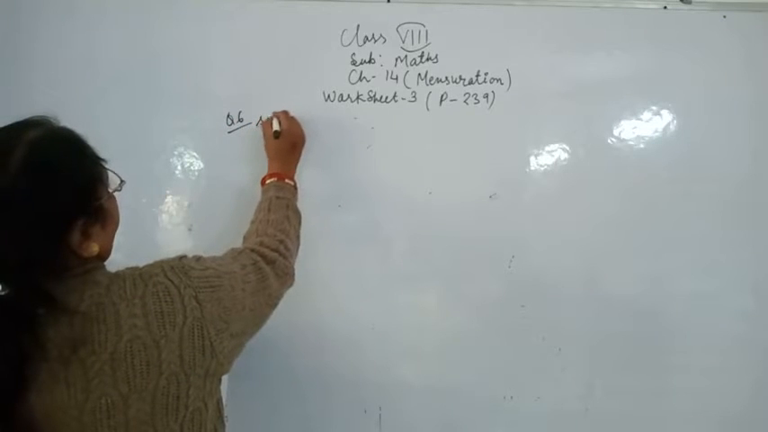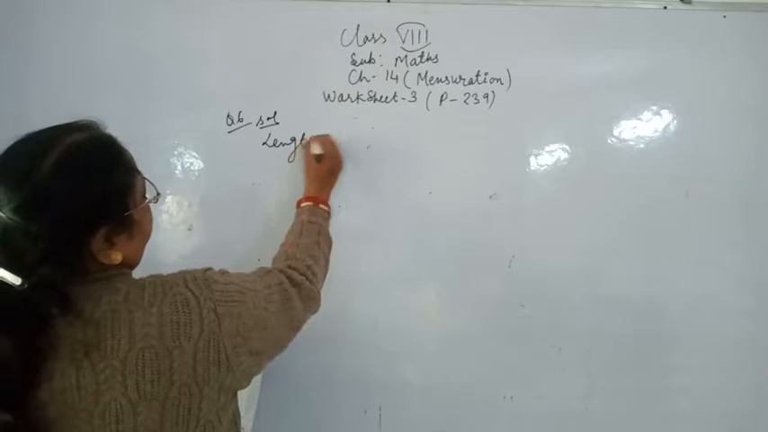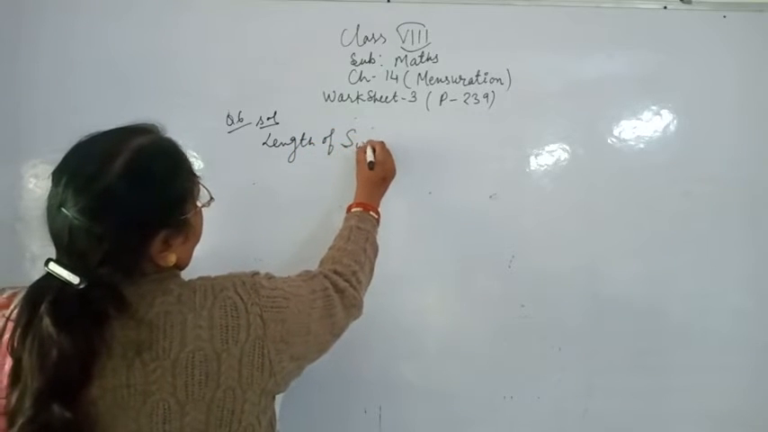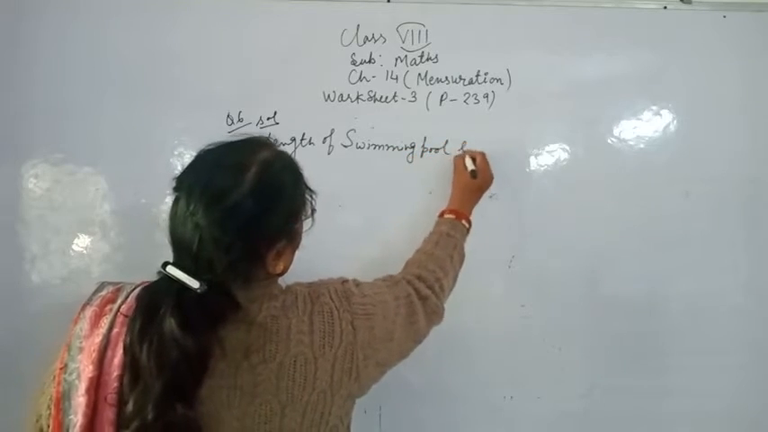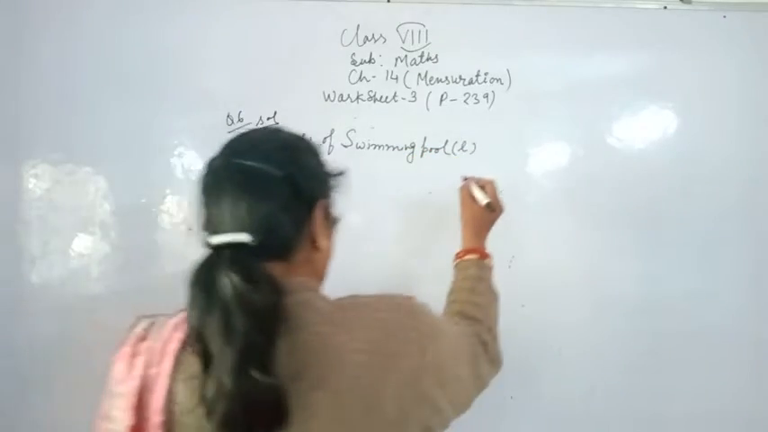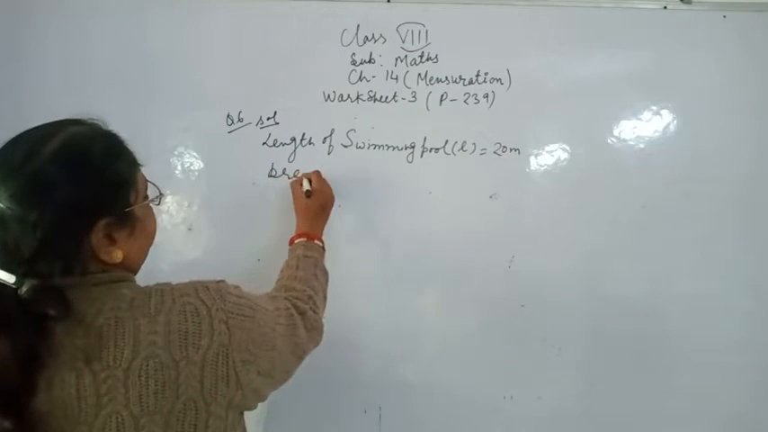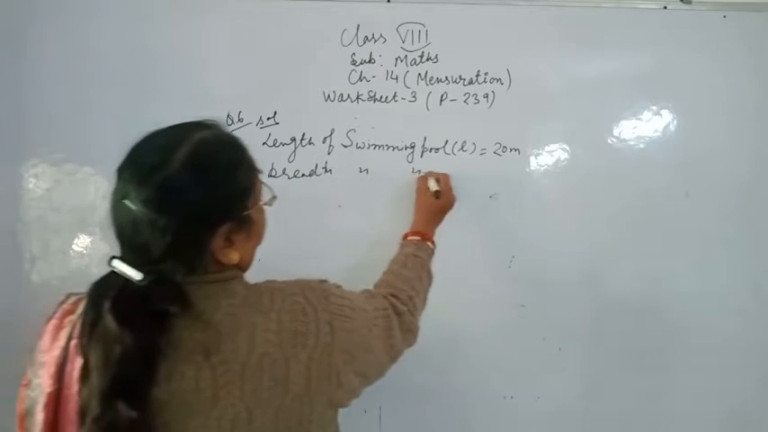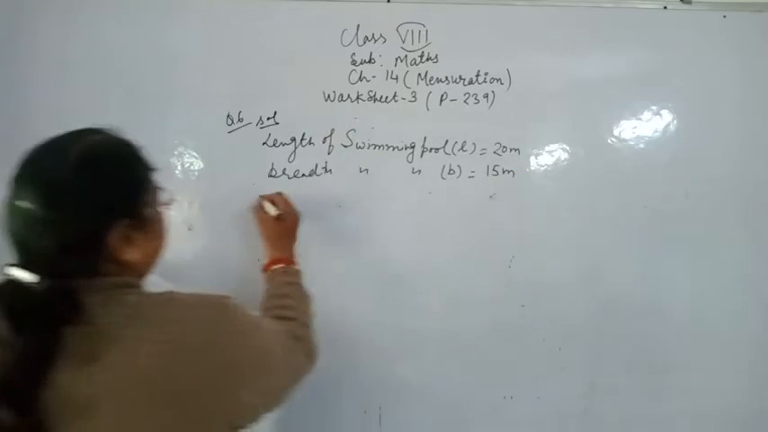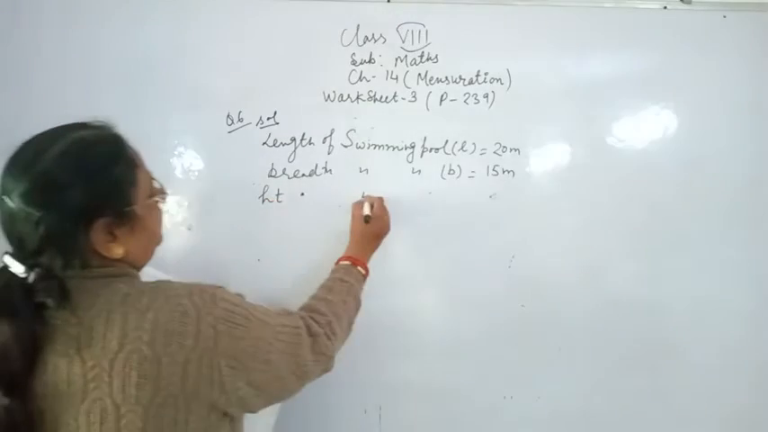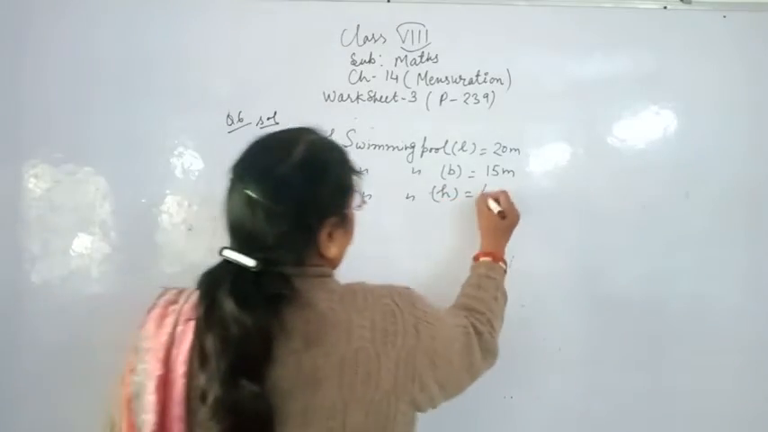Question number 6, see the solution. What is given here? Length of swimming pool, it is L and it is equal to 20 meter. Then breadth of swimming pool B is equal to 15 meter. Thirdly, height of swimming pool, it is H, it is equal to 4 meter.